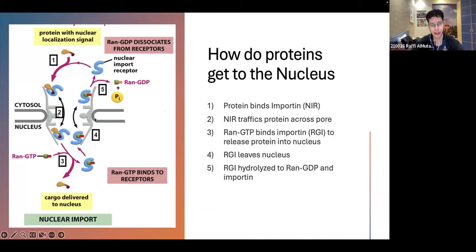So let's recap all 5 steps. Step 1, protein binds. Step 2, importin moves it across the pore. Step 3, RAN-GTP binds importin, causing the protein to be released into the nucleus. Step 4, that leaves the pore. Step 5, they separate.